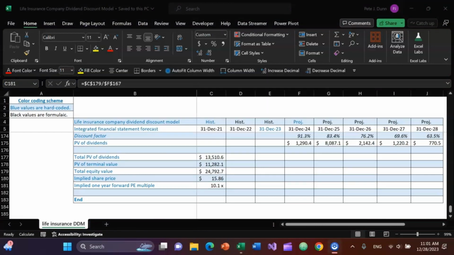Take this knowledge into the marketplace to be better at modeling life insurance companies and better understand the financial statements of life insurance companies. Have a great day.